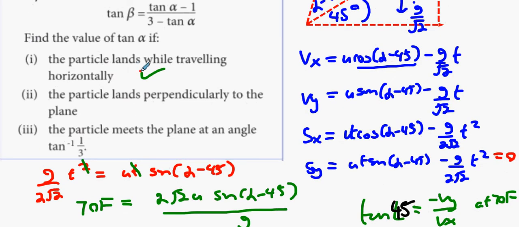Yep. If it lands perpendicularly, what does that mean? Vx equals 0, and then just find the Vy then, isn't it? And then this one simply means that tan L equals 1/3 this time. So it's exactly the same routine, just with different criteria. That's a good question to practice.